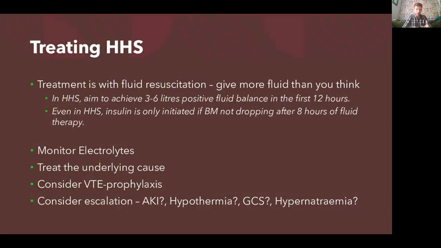Just like DKA, fluid resuscitation. And a little tip that could trip you up in F1 and F2 is you always give a hell of a lot more fluid than you think. Yes, it's always tricky if a patient has heart failure or kidney failure, but those scenarios notwithstanding, you want to be giving those patients 3 to 6 liters of fluid positive. So that's on top of whatever they're weeing out as well within the first 12 hours. You do not treat necessarily with insulin. You treat the dehydration and eventually the blood sugar should sort itself out.